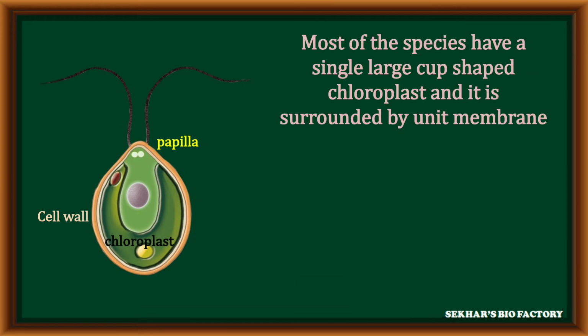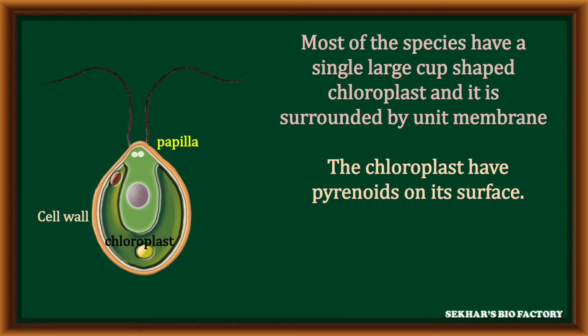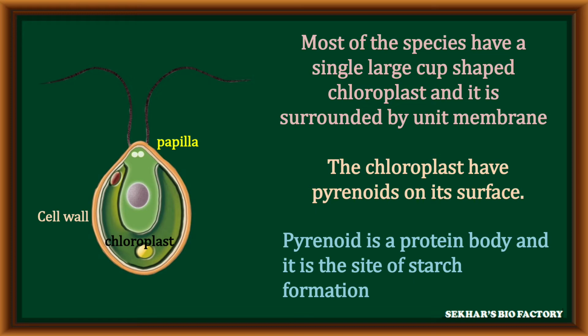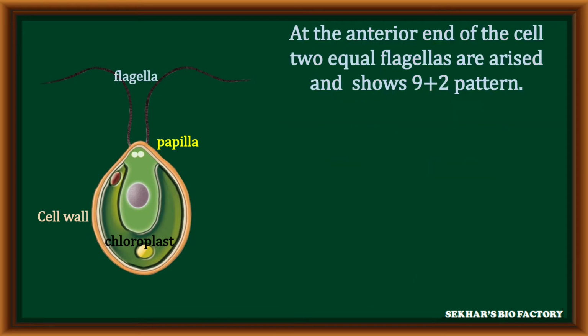Most of the species have a single large cup-shaped chloroplast, and it is surrounded by a unit membrane. The chloroplast has pyrenoids on its surface. These pyrenoids are proteinaceous bodies and are the site for starch formation. At the anterior end of the cell, two equal flagella are present. These flagella show a 9 plus 2 pattern in their structure.